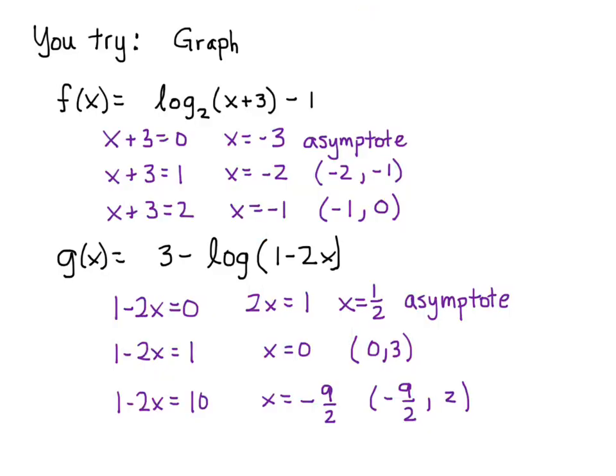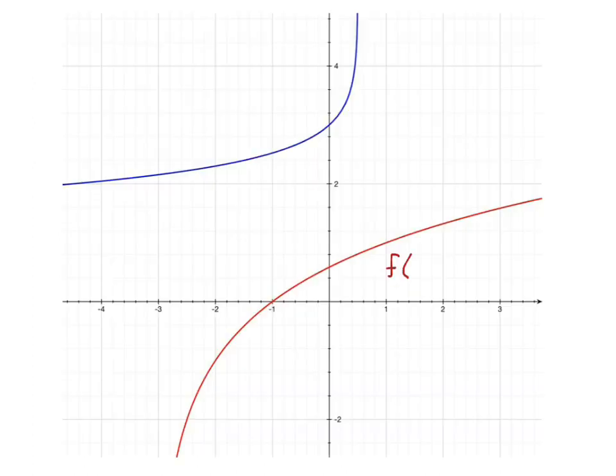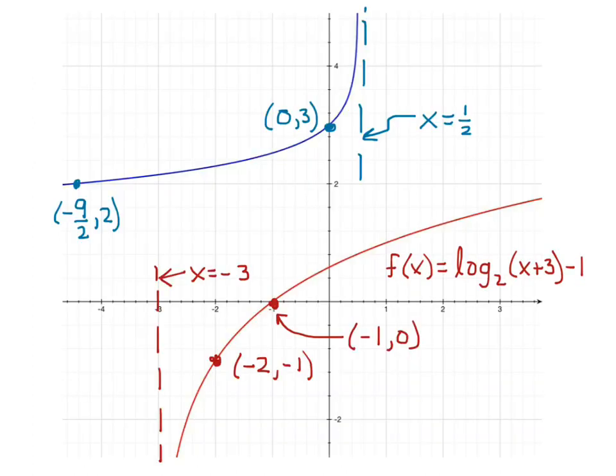So I'll leave it up to you to go through the second one. Here you'll see this is a base 10 log, so we're going to set the expression inside the log to 0, 1, and 10, and we'll get our asymptote and 2 points, and then we can put them on our graph. And you can see that with an asymptote of 1/2 and then 0, 3 and -9/2 and 2, it really suggests quite strongly what the overall shape of the graph is.